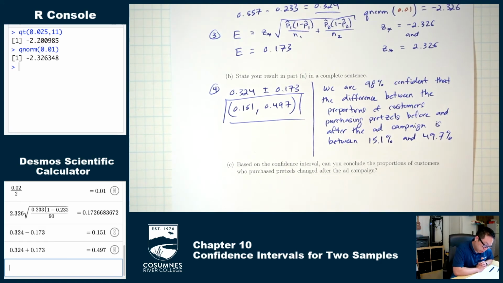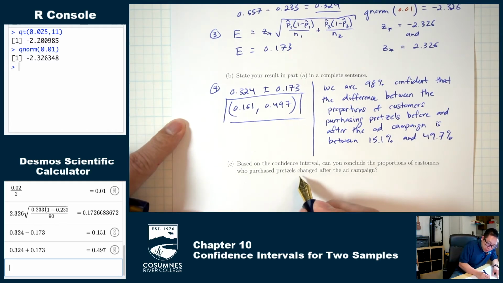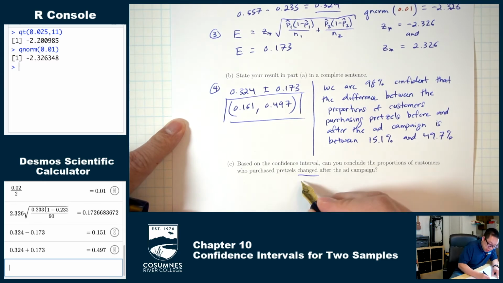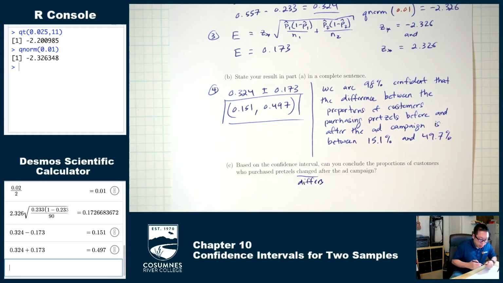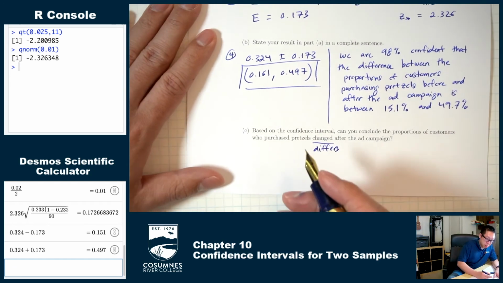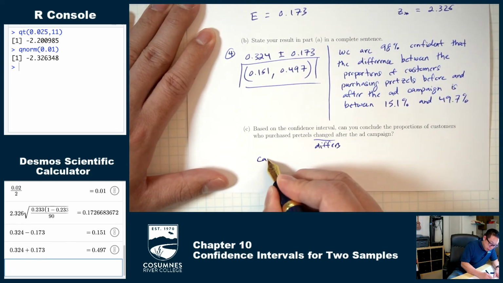Now, part C. Based on the confidence interval, can you conclude that the proportion of customers who purchase pretzels changed? Change is the same thing as asking, is it different or differs, after the ad campaign. So this is really the same question that we asked on the first example. And different means, can you conclude that the difference is not zero? So this is the same thing as asking, can you conclude that the difference is not zero?